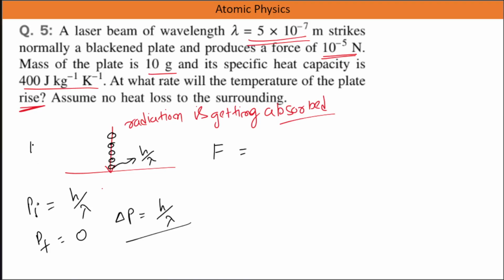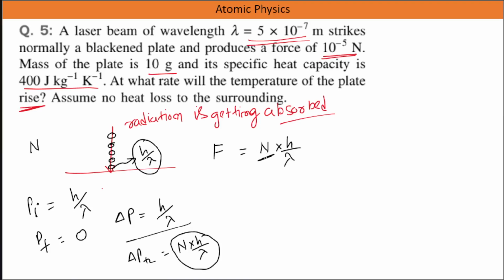Suppose n number of photons are falling per second. For one photon, the momentum change is h by lambda. So for n photons, the total momentum change will be n into h by lambda. Since n is the number of photons striking per second, this is the total momentum change per second. So this is the rate of change of momentum, and this will be equal to force. So force is equal to n into h by lambda.